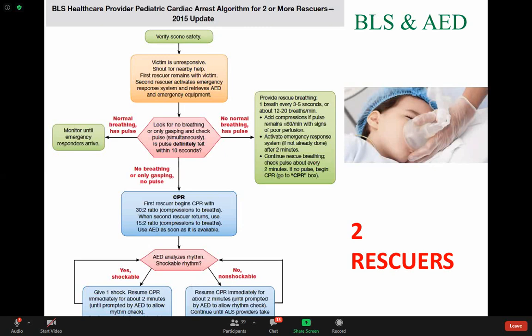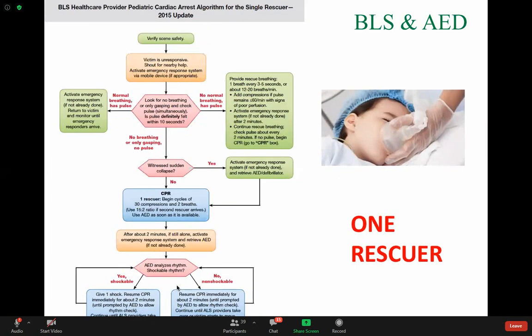If the AED arrives, then you're going to give the shock if it's indicated, and that's it. Here we're talking about 1 rescuer. With 1 rescuer, you're going to begin with 30-to-2, and you're going to use the 15-to-2 ratio if the second rescuer arrives. Okay?